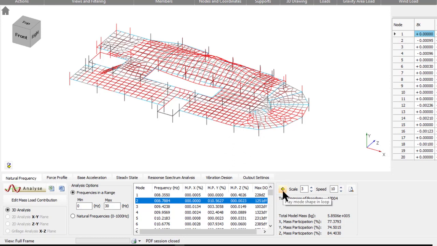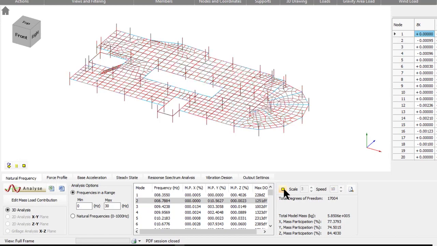So if we looked at this and asked it to run, it's going to show you how the structure is deflecting. And these aren't real deflections, they are, what's the word for it? Equalized. They're all brought back down to a factor of 1. They're normalized with each other. So I can just stop that.